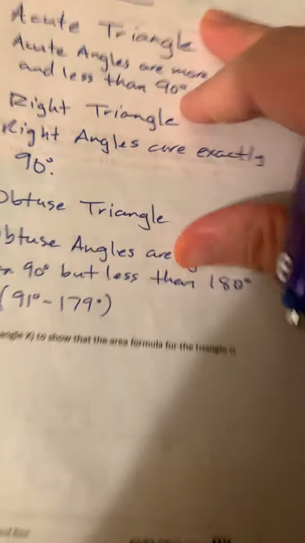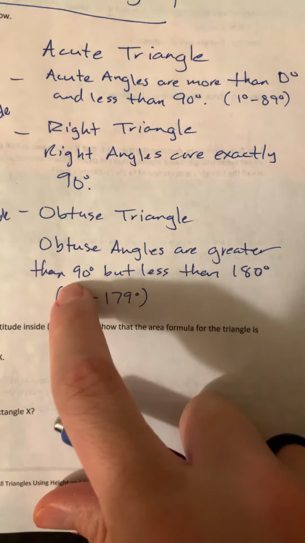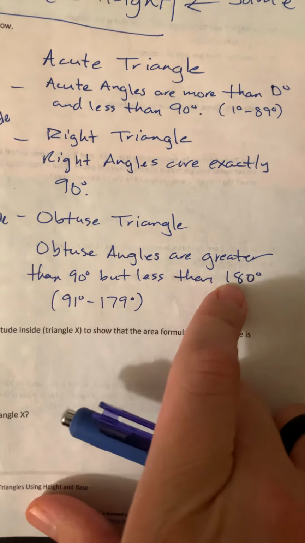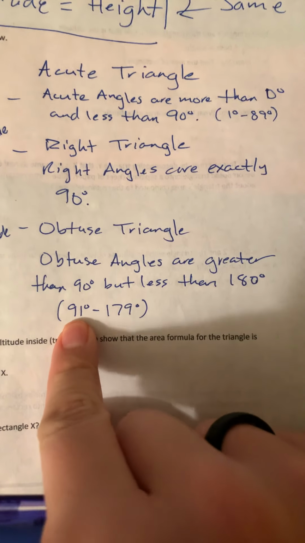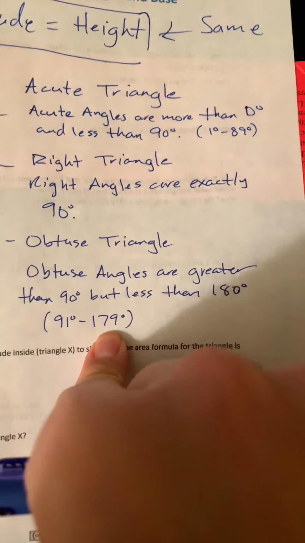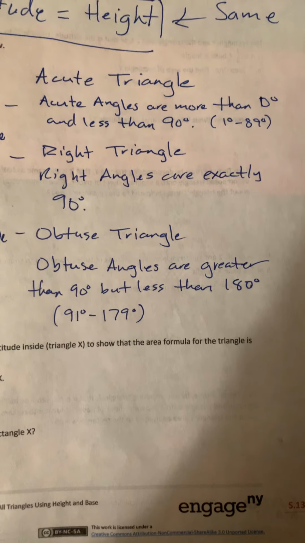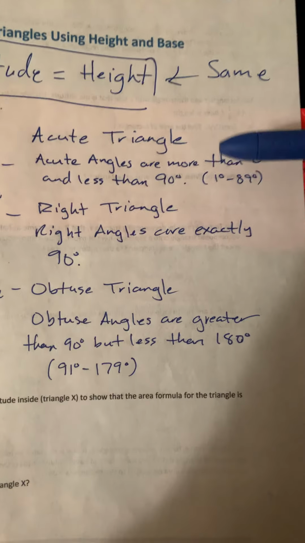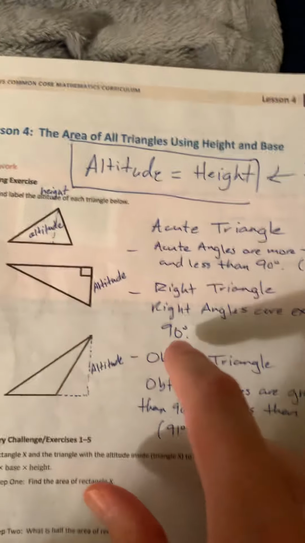Okay. And here's a description of obtuse angles. Obtuse angles are greater than 90 degrees, but less than 180 degrees. So obtuse angles are anywhere from 91 degrees to 179 degrees, right? Again, pause your video, write down this description, okay? Here's a description of all of them, okay? Just reviewing it again really quick.